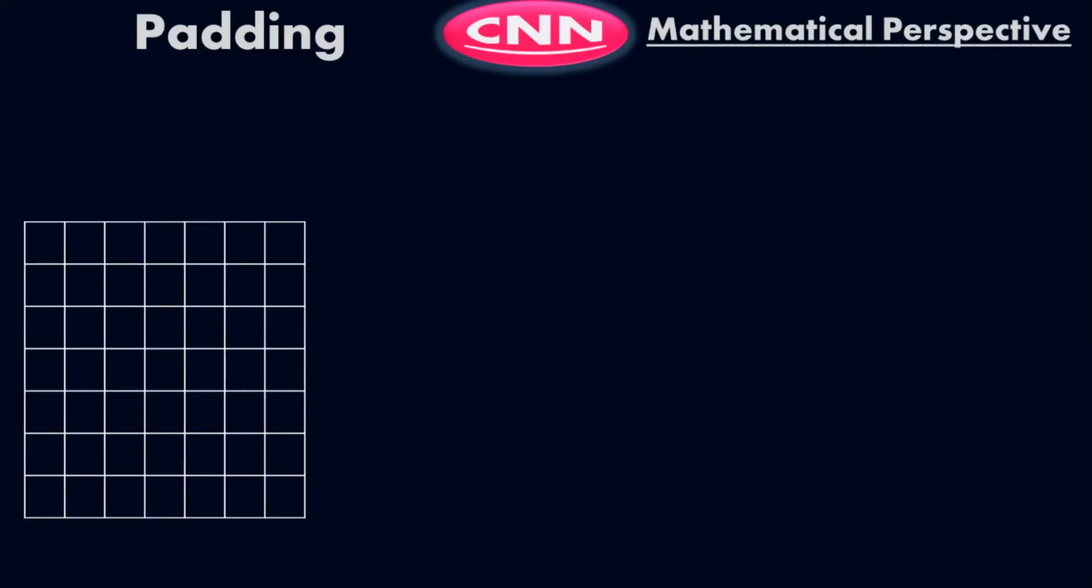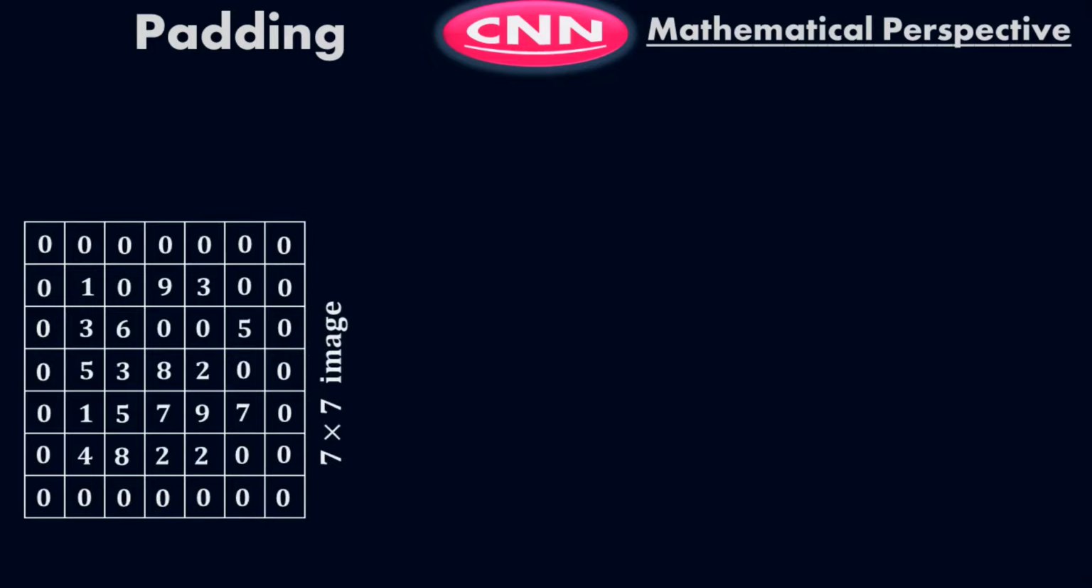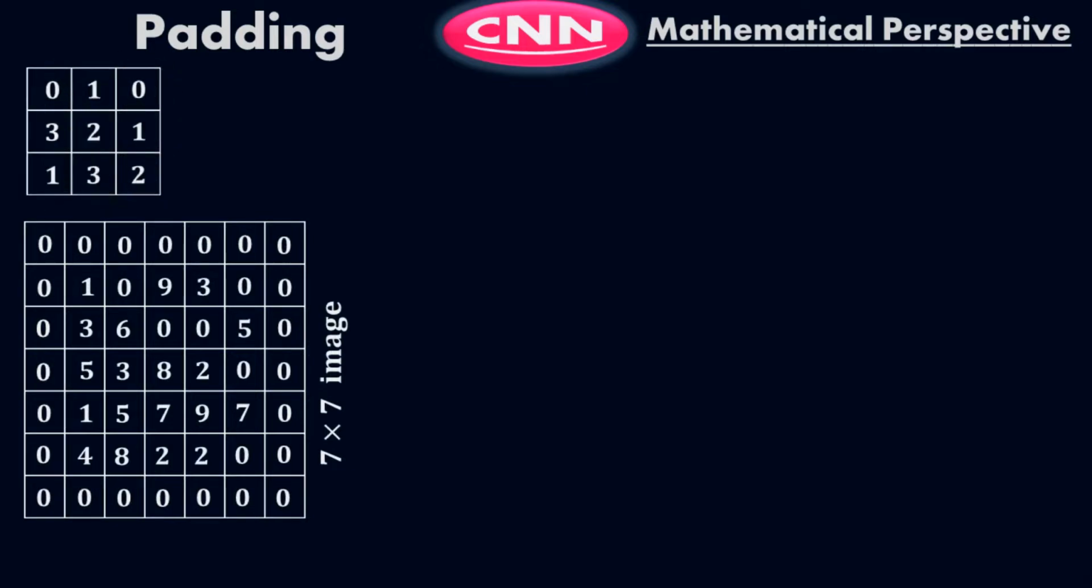I'm gonna add extra pixels on the border of the given image. So now the dimension is 7 by 7. Then I'm gonna use a 3 by 3 filter or 3 by 3 kernel.